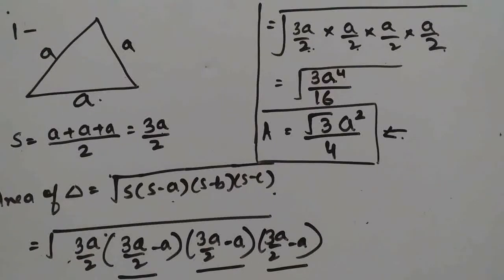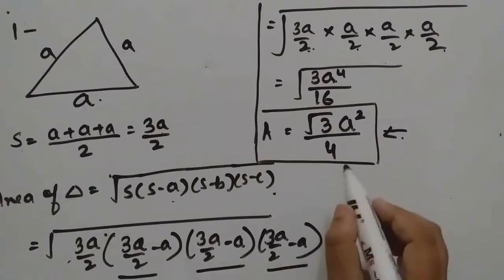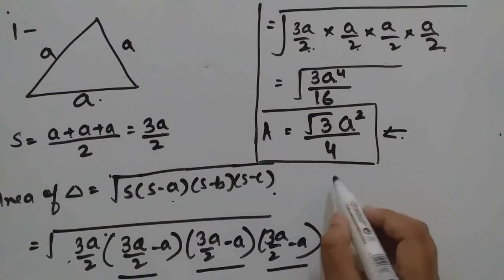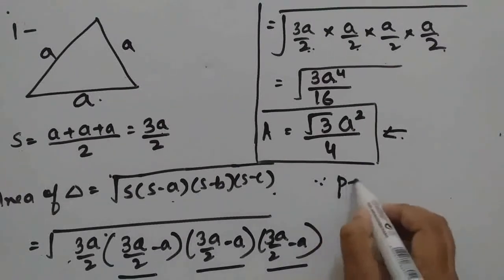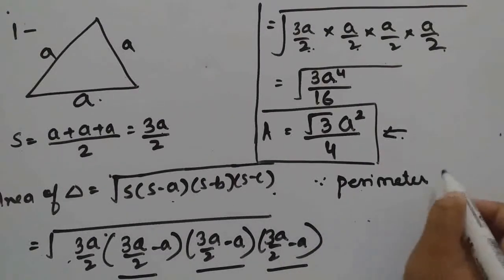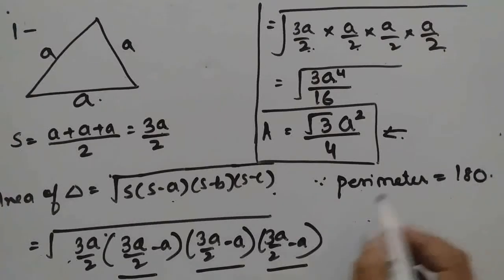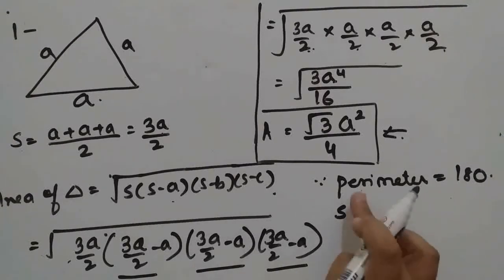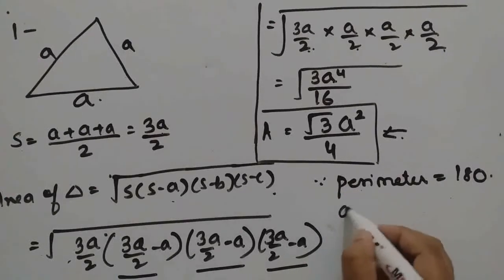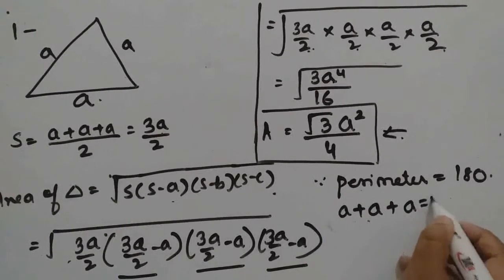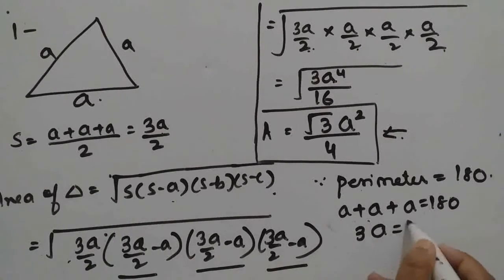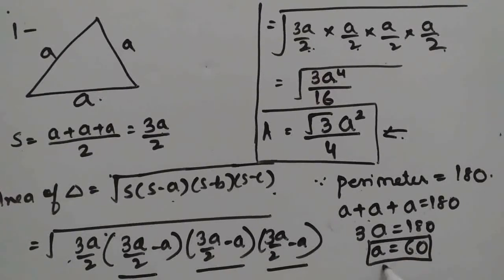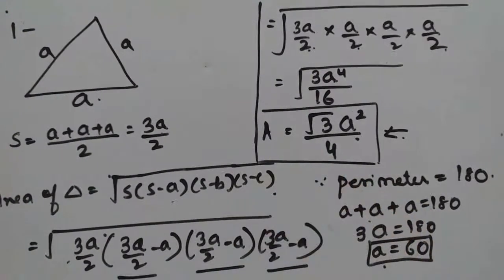Now in the second part it is given that if the perimeter is 180 centimeter, what will be the area of the signal board? So the perimeter is 180 is given. Perimeter means addition of all the 3 sides, isn't it? So 3A is equal to 180. So A is 60 we got here. So if we substitute this A in this value, we will get the area.